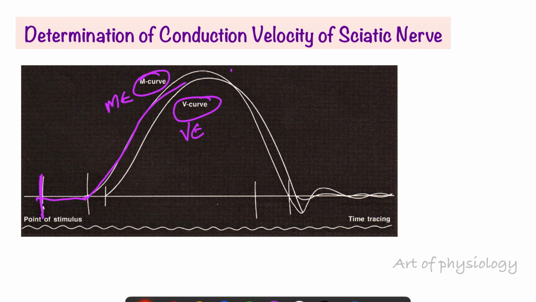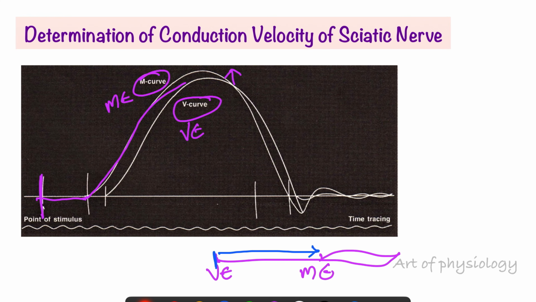Okay, force of contraction is increasing. Why? It is because, this is the vertebral end and the muscle end. When we are stimulating the vertebral end, there will be time taken for the impulse to reach the muscle. But if we are stimulating the muscle end, the distance is less, so we'll be getting the response earlier. So that is the difference.